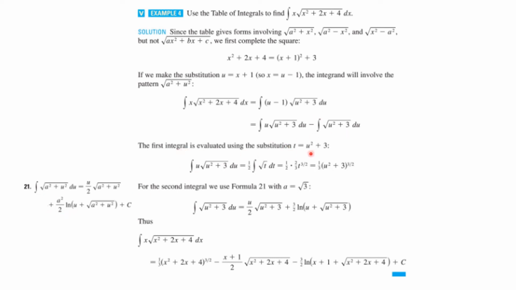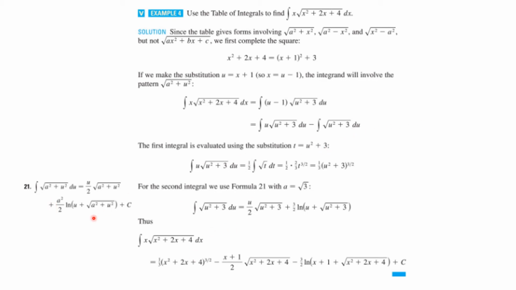So the first integral is evaluated using the substitution t equals u squared plus 3. And so we're going to be able to do that pretty quickly without integral tables. So we do that substitution, and we get this. You should follow this and see that you get 1/2 the square root of t dt. And in the end, it's going to be 1/3 u squared plus 3 whole to the 3/2. Now the second integral here is going to use this formula.